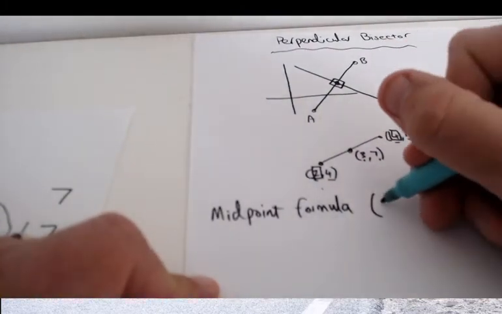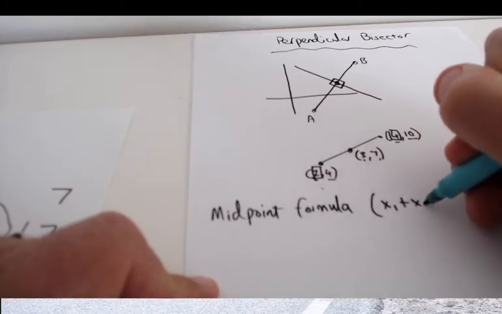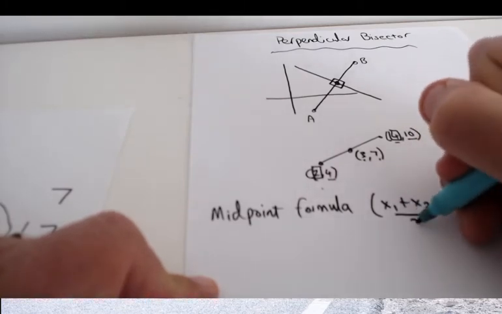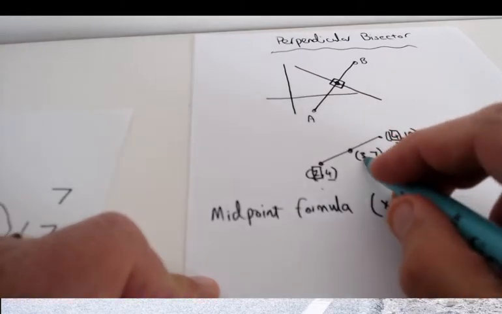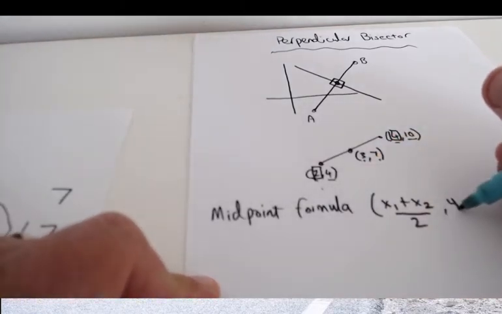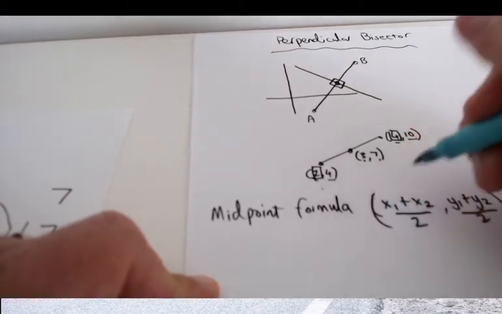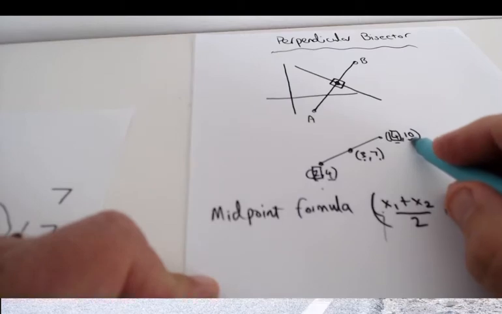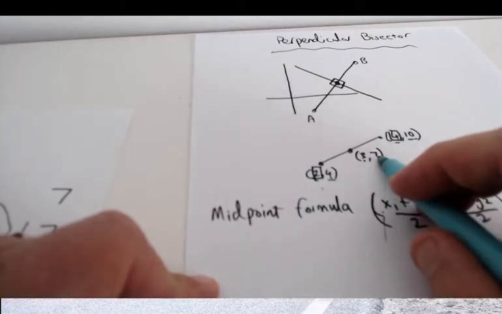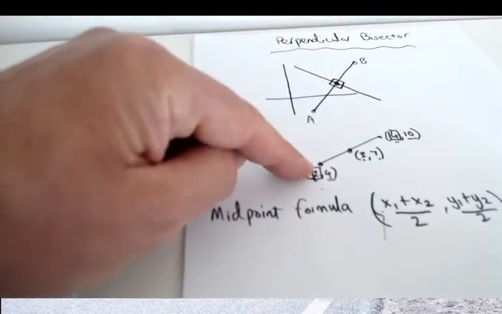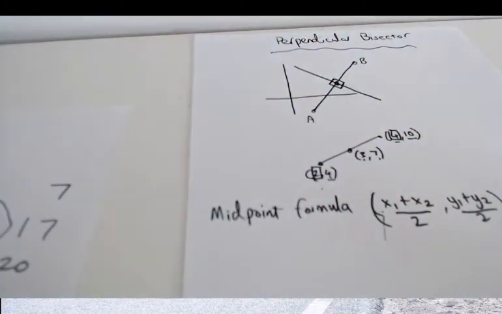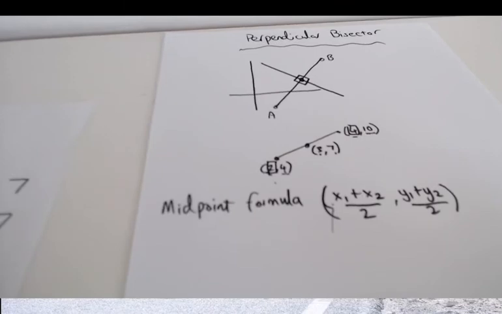So to get a midpoint, you add together the two x coordinates and half it. 2 add 4 is 6, half makes 3. You add together the two y coordinates and you half it. 4 add 10 is 14, half is 7. So to get a midpoint, you add together the two x's and you half it. You add together the two y's and you half it. That's important because that's how we're going to get our points.